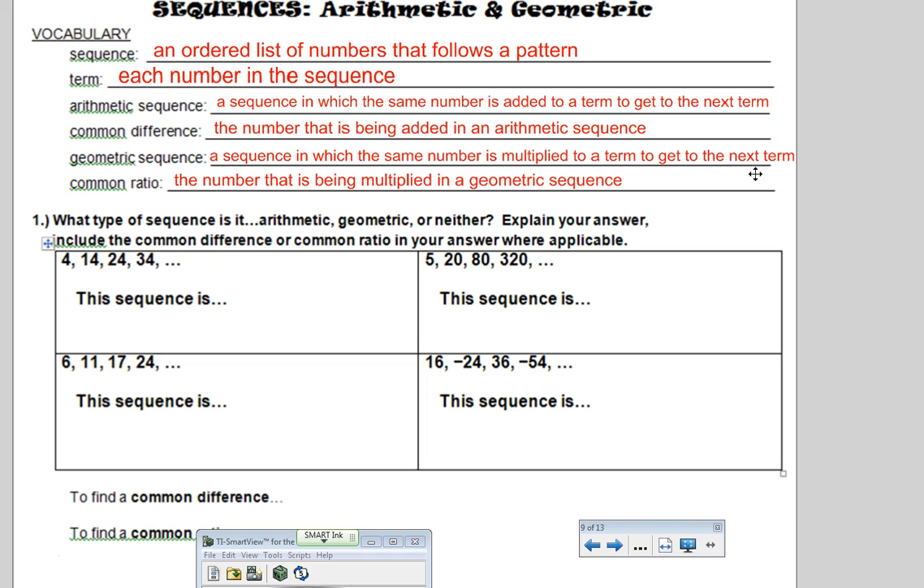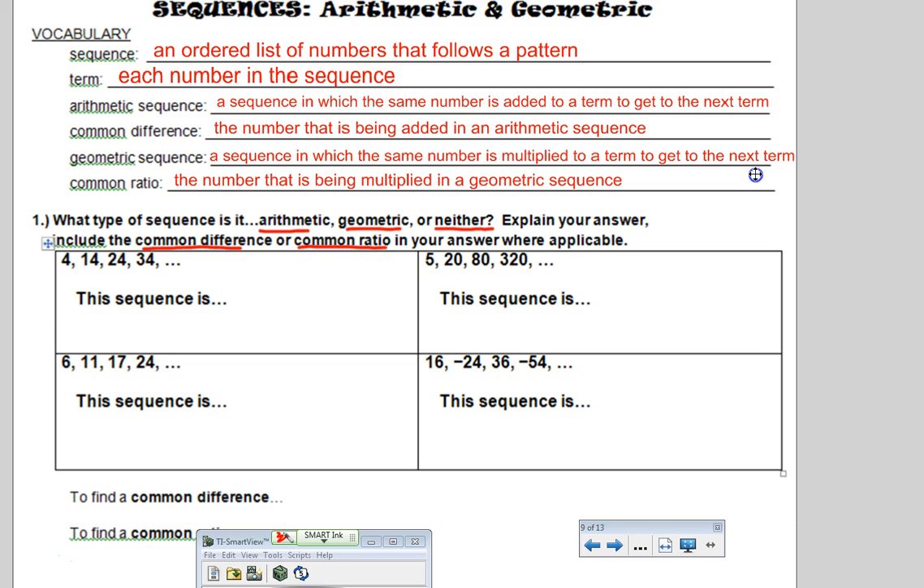Okay, so for each of the sequences below, I want you to tell me if it's arithmetic, geometric, or neither. And then if it is arithmetic, tell me the common difference. And if it is geometric, tell me the common ratio. All right, so you can pause it and try to figure these out first. Problem number 1: 4, 14, 24, and 34.